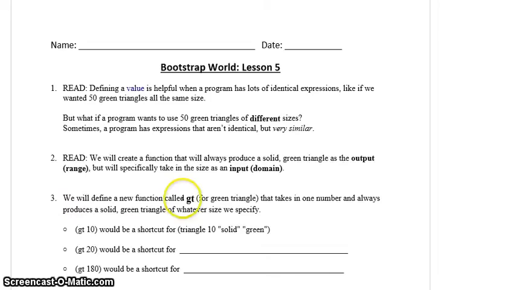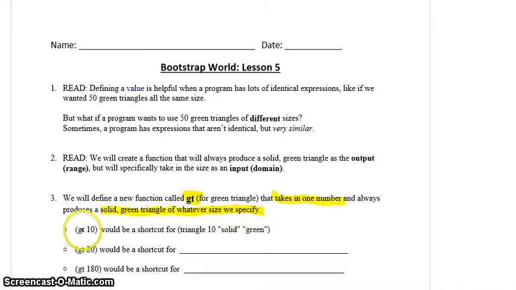We will define a new function called GT, a shortcut for green triangle, that takes in one number and always produces a solid green triangle of whatever size we specify. So 3 really important things here. The name of the function is GT. The word problem describes that the function takes in one number and always produces a solid green triangle of whatever size we specify. Those 3 important things will be necessary as we create our design recipe.